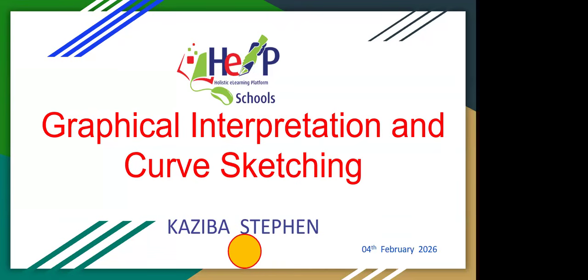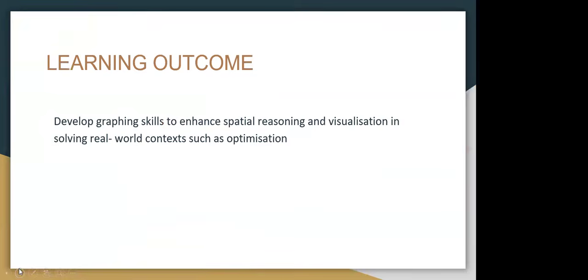Okay. And I'm going to assume that we have finished putting our heading down and we are going to start now. What are we going to do in this particular section? One, we are going to develop those graphical skills to enhance our reasoning and visualization in solving real life contexts, such as in optimization. So we are going to mainly be looking at how we can sketch graphs. We are going to look at different graphs and then we learn how to sketch them using knowledge from different aspects, from different angles. That's what we are mainly going to look at in this particular section.